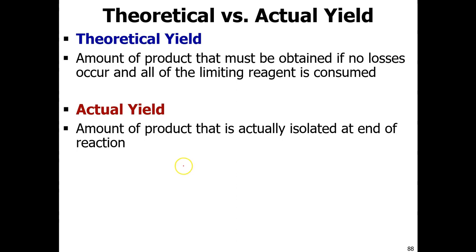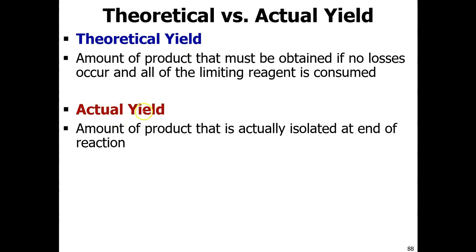So there are 2 different types of yields. One is the theoretical yield. So that's really what we've been calculating so far. So the amount of product that should be obtained if no losses occur and all of the limiting reagent is consumed. So when we're doing these stoichiometry problems, what we are calculating is the theoretical yield. That's theoretically what we should make.